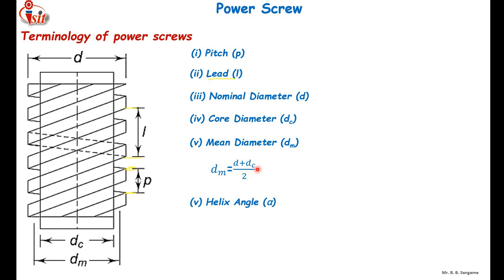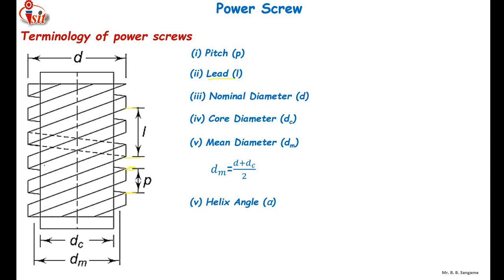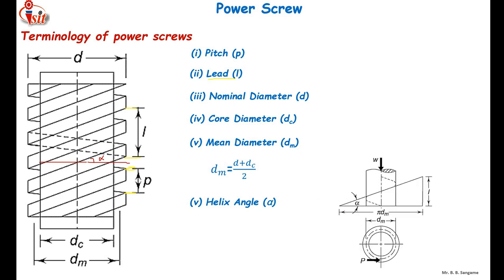The next term is the helix angle. Here you can see that the thread profile has some angle. It has some inclination if you draw the horizontal line from the axis. It is called the helix angle. So how is the helix angle calculated? If you unwind the single thread, meaning a 360 degree thread, and it becomes straight, the distance will be equal to pi dm, which is the circumference of the screw.